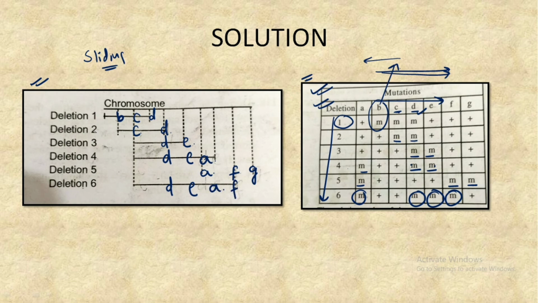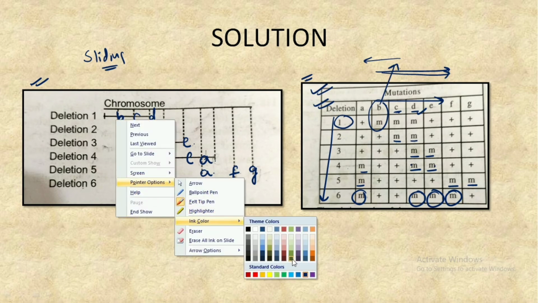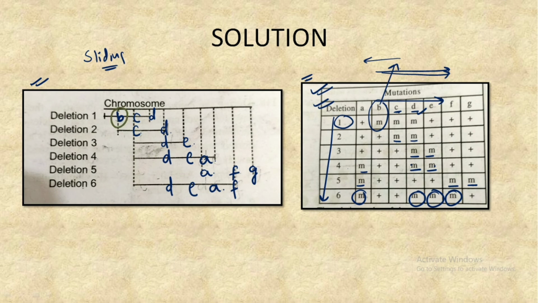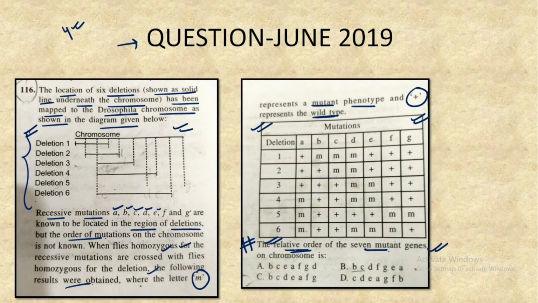Just write each letter in the same order. Let me change the color first. Initially we have B, so write down B. Then we have C as the order, write down C. Then we have D as our gene. Then we have E. Moving forward, we have A, F and G. So this is the order of the genes that we need to find. When we analyze the options, we understand that C is the correct option. That is, the order of the genes is B, C, D, E, A, G and F.